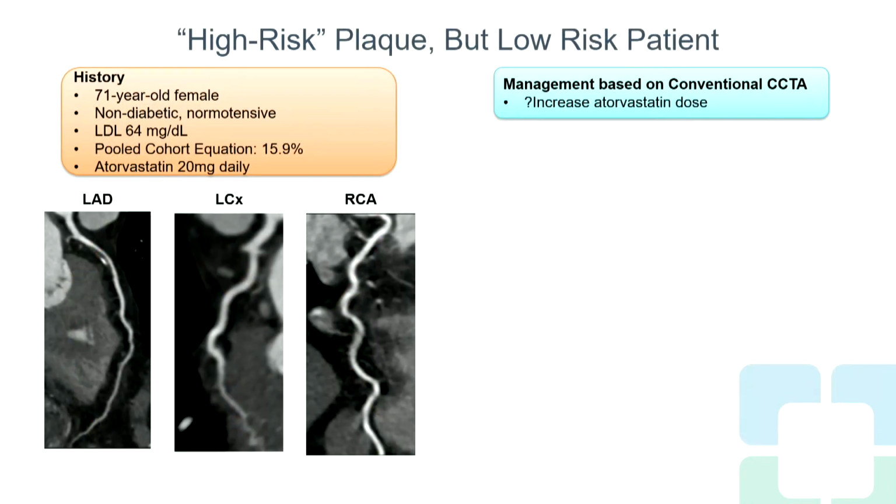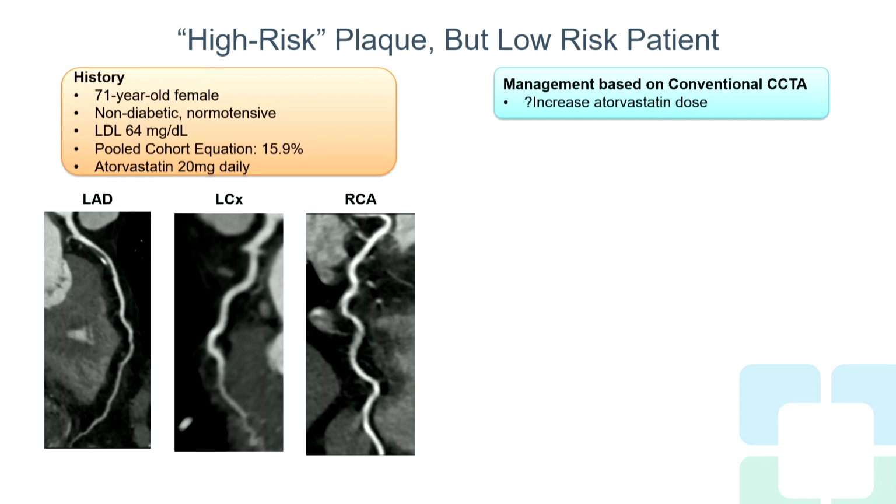High-risk plaque, but low-risk patient, appropriately titled. Let's go through why that is. 71-year-old female, non-diabetic, normotensive, and again, LDL is 64. The equation is 16%, so slightly more challenging. The patient is already on a statin, and as you can see in the LAD, there is a not so happy looking mixed plaque very proximally.